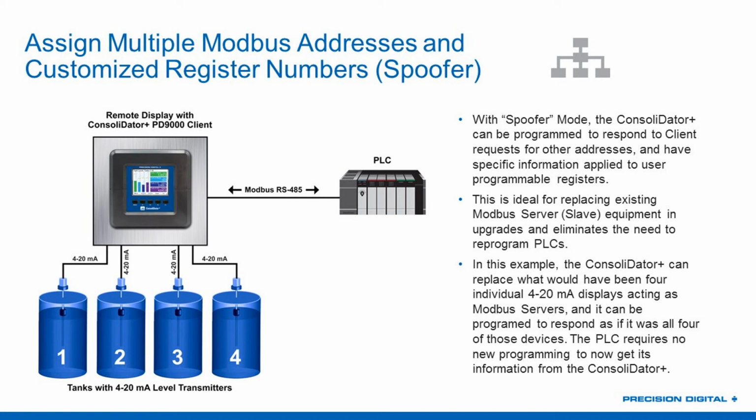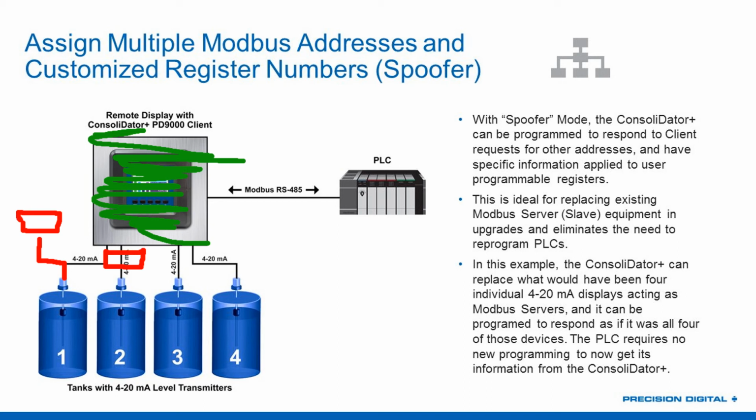Well, what is the point of all of that? Why would I set it up like this? So let's pretend for a minute that we didn't yet install this Consolidator Plus. And originally, I had these 4 to 20 milliamp transmitters outputting to, let's say, because we're Precision Digital, let's say these go to panel meters. And so I've got these 4 to 20 milliamp outputs going to 4 panel meters. And previously to the Consolidator Plus, I had my PLC just connecting up via Modbus to all 4 of those panel meters.